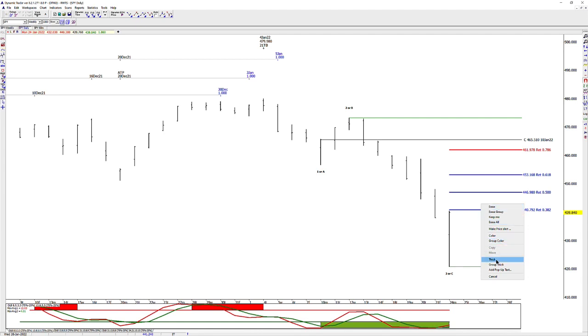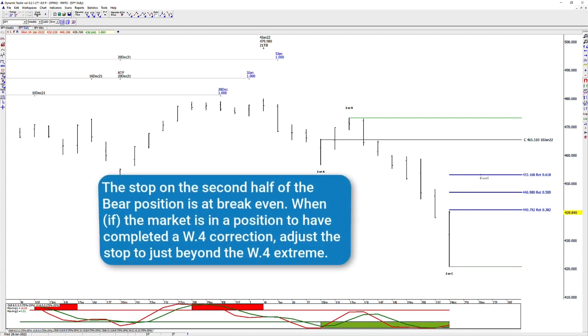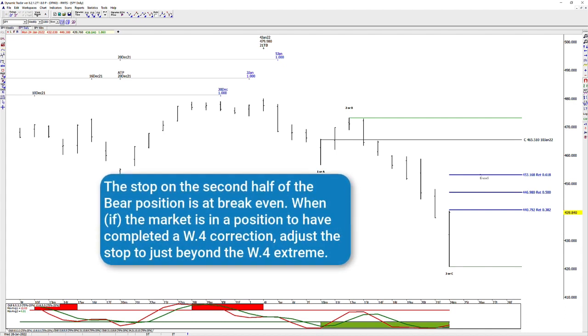And we're going to assume that the SPY is making a wave 4 correction. And when the market is in a position to have completed a wave 4, then we're going to bring our stop no further than just above that wave 4 corrective high. So I don't know what's going to happen.